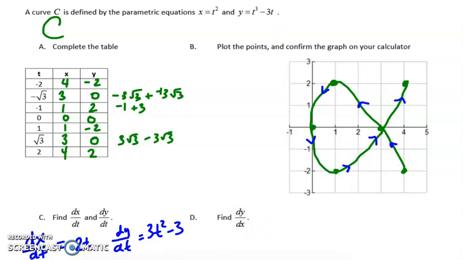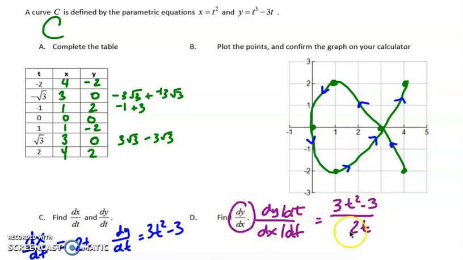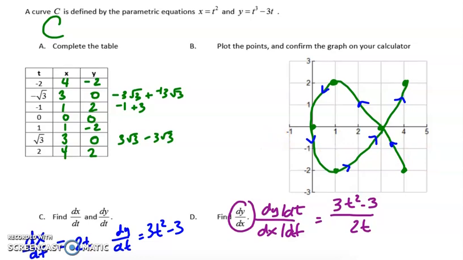Then to find dy dx, what we have to do is divide dy dt by dx dt. So what's interesting is that dy dx, which doesn't have a t in it, looks like we're just doing y with respect to x, which we are, but to get there we have to take dy dt divided by dx dt, which means we have 3t squared minus 3 divided by 2t. So dy dx is actually in terms of t. And that is very standard in parametrics, that you'll have your dy dx written in terms of t.